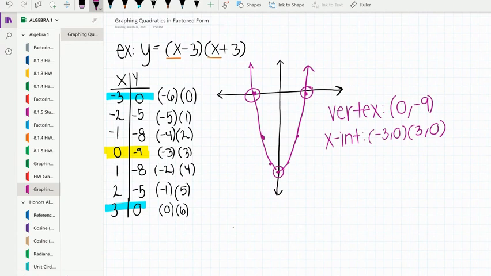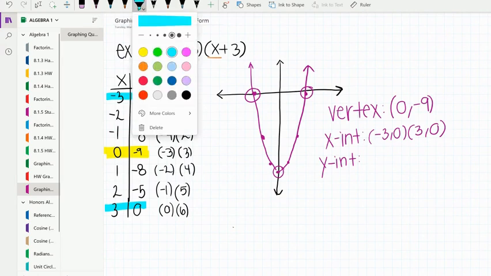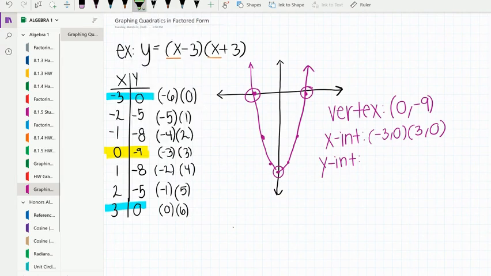All right, lastly, we have our y-intercept. So y-intercept is when x is equal to 0, or when it crosses the y-axis. So we don't see it, or we actually do see it in our chart. It's just also the vertex. So it's the point 0, -9.